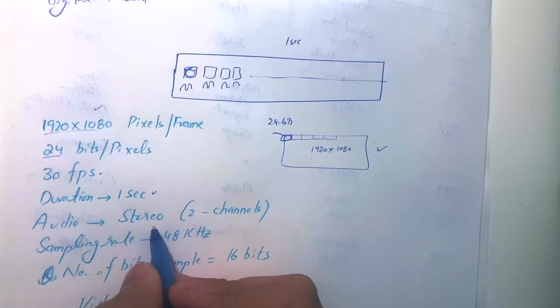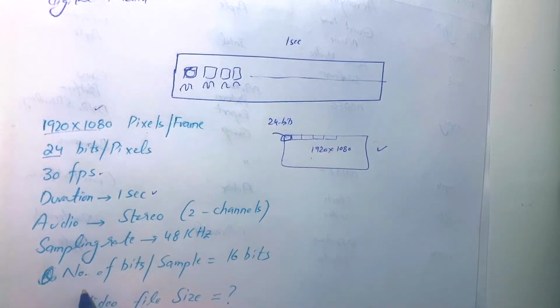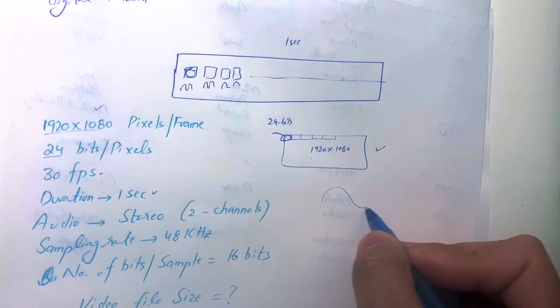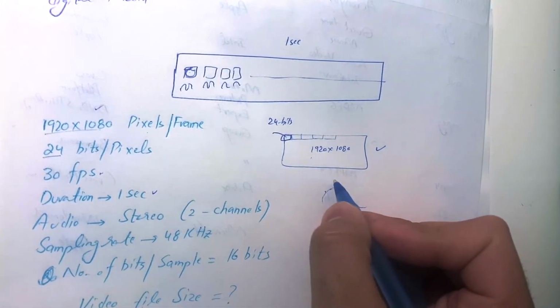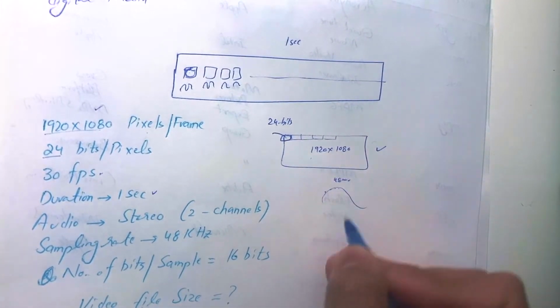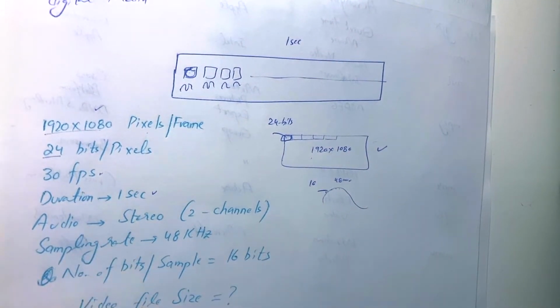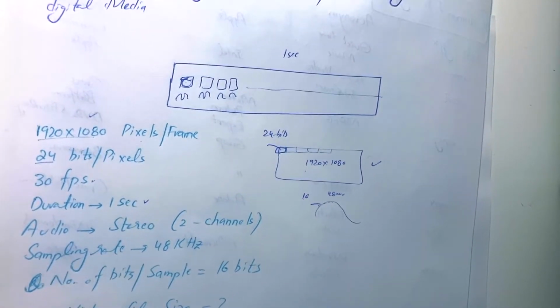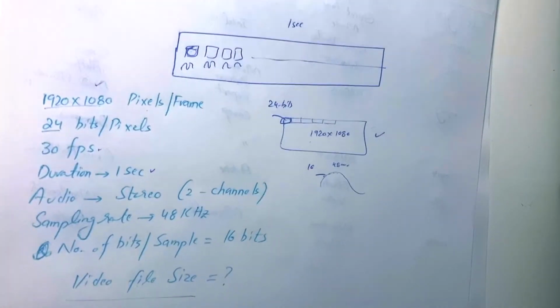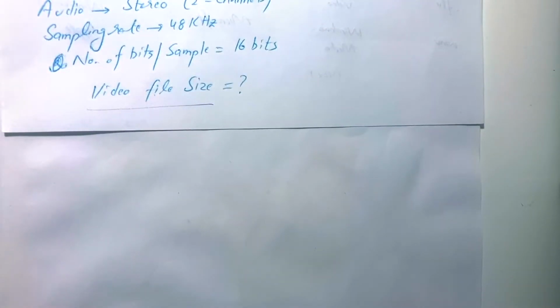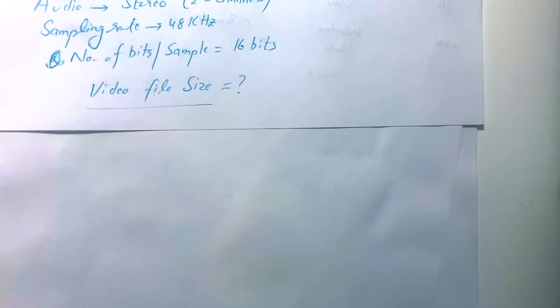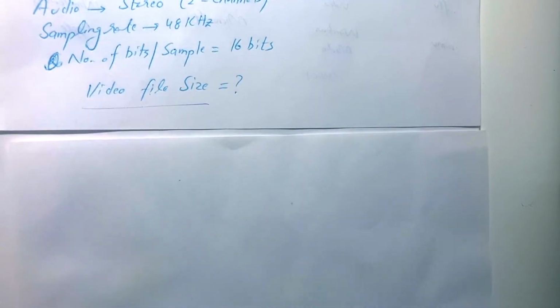Then we have an audio part. Audio is stereo, 2 channels. In 1 second there would be 48,000 samples, and each sample will be of 16 bits. So we have to calculate the video file size. The formula is very, very simple. As we have already talked about it, I'm going to show you with a simple example.